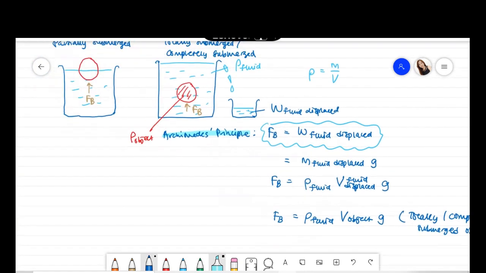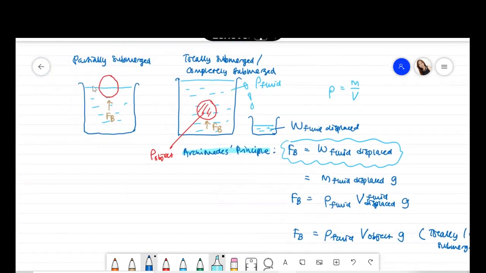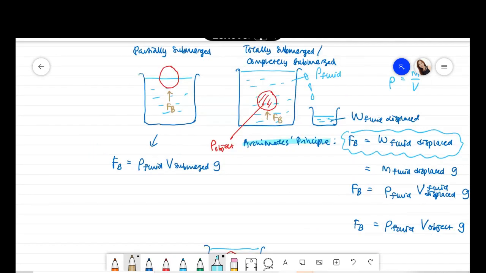So what happens to the partially submerged object? In this case, the magnitude of the buoyant force is still equal to rho of the fluid multiplied with the volume of the submerged portion multiplied with g. The volume of the submerged portion means this one.